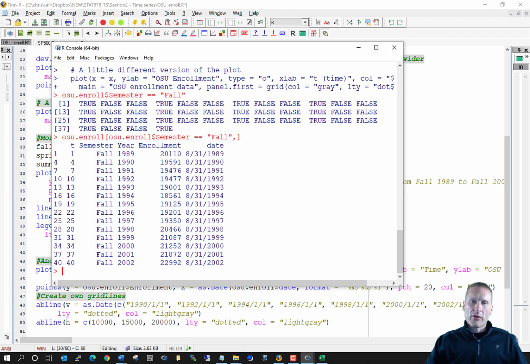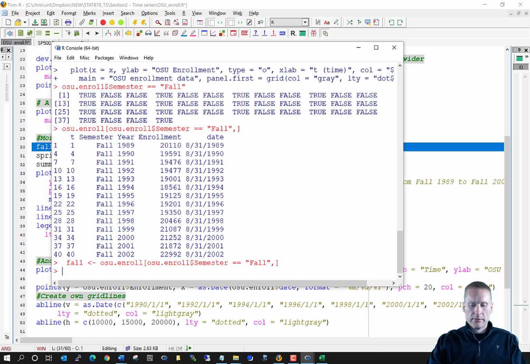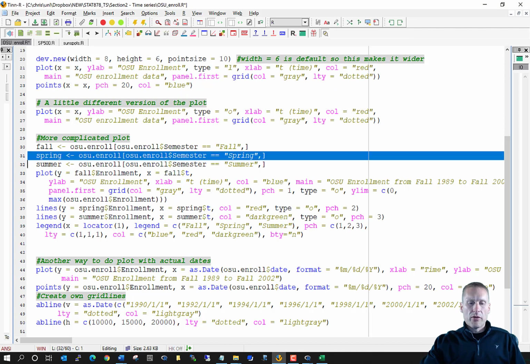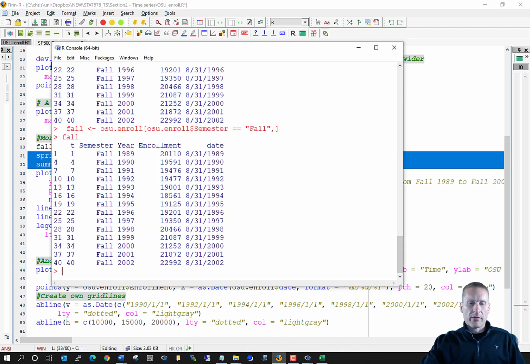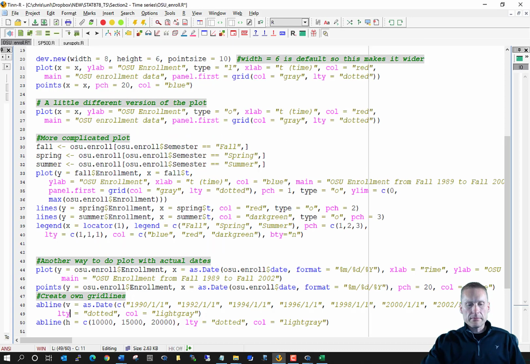So what R is going to do is see where the trues and falses are and only return the rows that have a true. So I'm going to do that for fall. And again, we're going to get exactly the same thing there. I'm going to do that for spring. I'm going to do that for summer as well. So here's the summer. Okay.